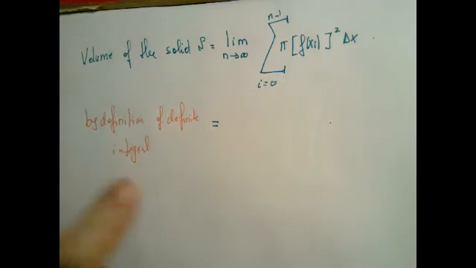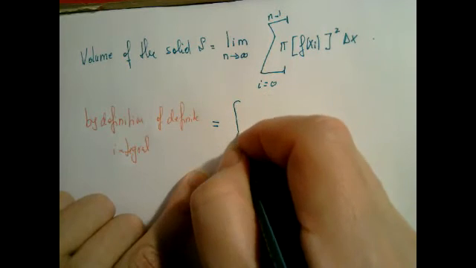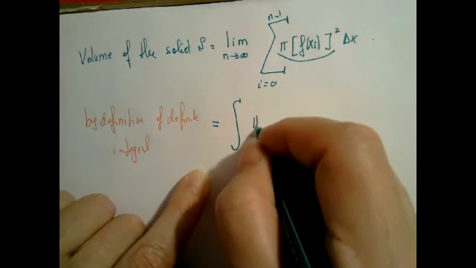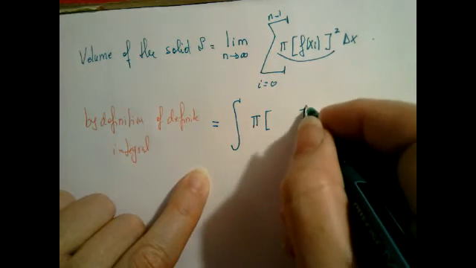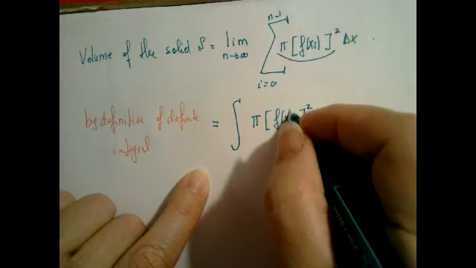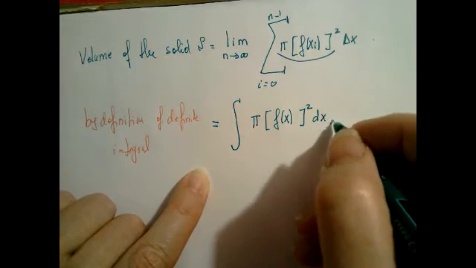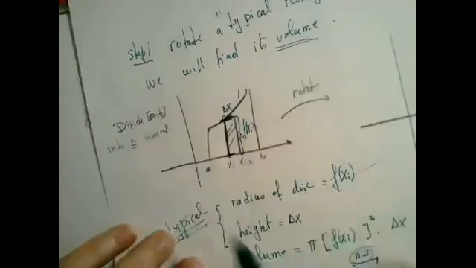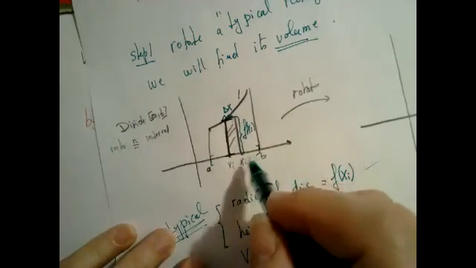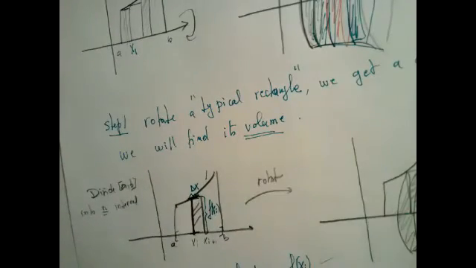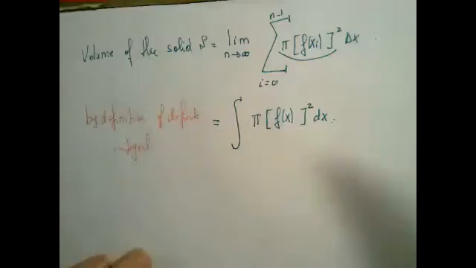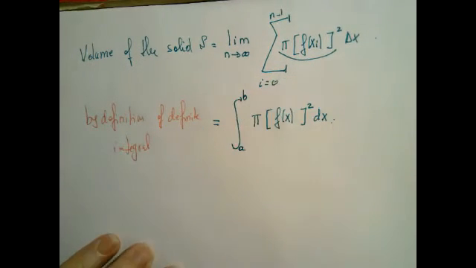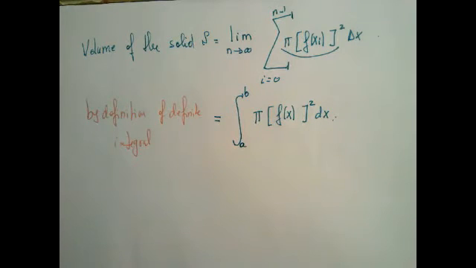By definition of the definite integral, this is going to be the integral of, this is what we're integrating, pi times f of x dx. The limits are always the interval you had to subdivide into pieces to be able to cover the whole region with those disks. This is going to be the integral from A to B of that, and that will give me the volume of the solid.